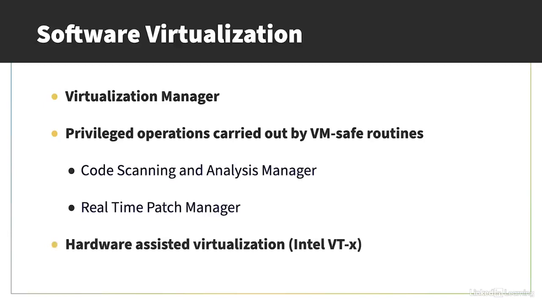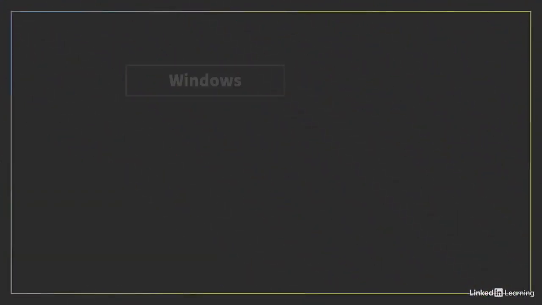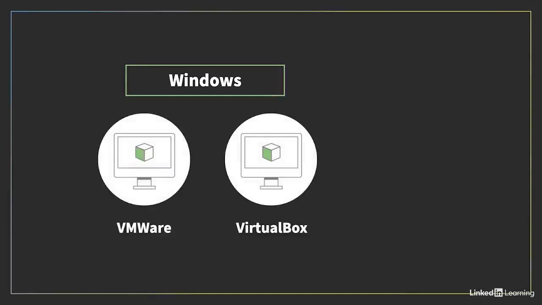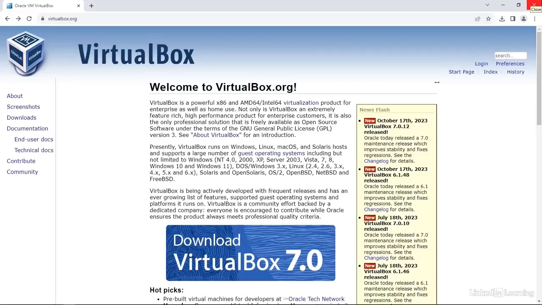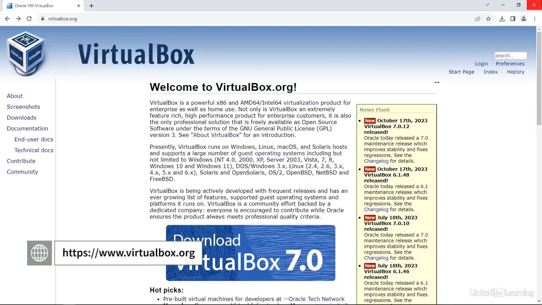Processors such as the Intel VT-x include hardware-assisted virtualization to enable virtual machines to maintain their own address space and deliver additional performance. Two popular software-assisted virtualization systems for Windows are VMware and Oracle's VirtualBox. Parallels is a popular virtualization environment for Mac systems, often used to enable Windows functionality on Mac computers. In this course, we'll be using VirtualBox.